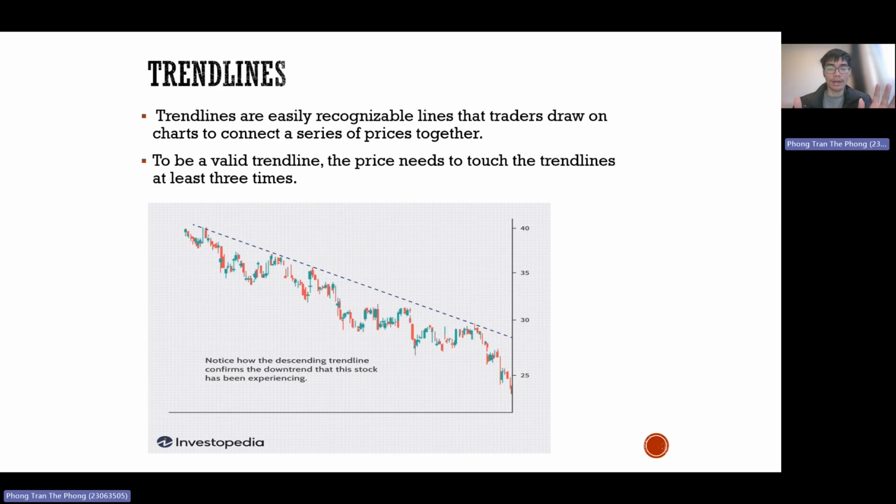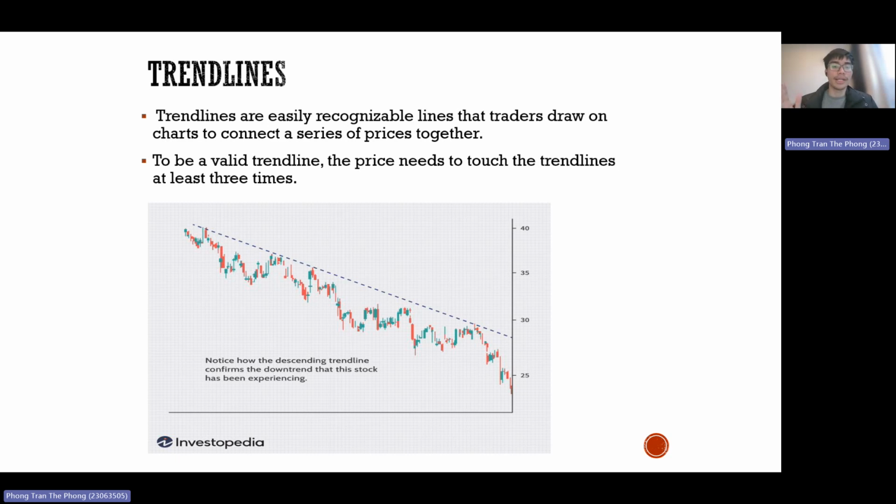Those examples above are the most common form of support and resistance, but the price of financial assets in the long term usually goes upward or downward. That's why the concept of trending and trend lines is really important when learning about support and resistance.